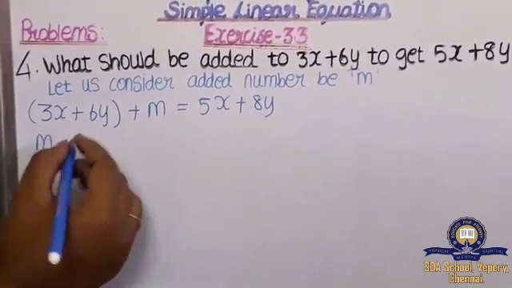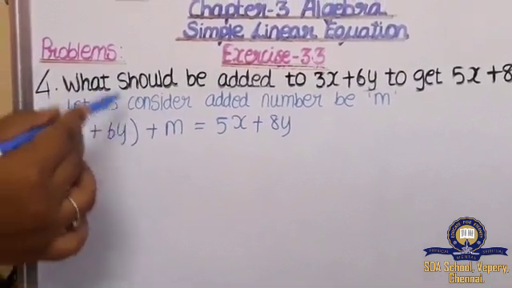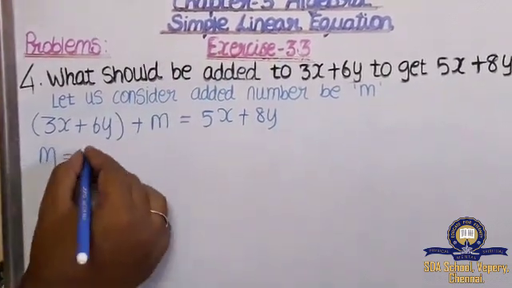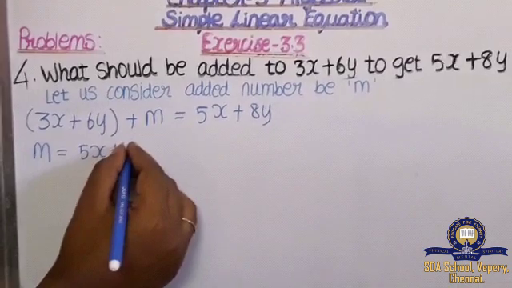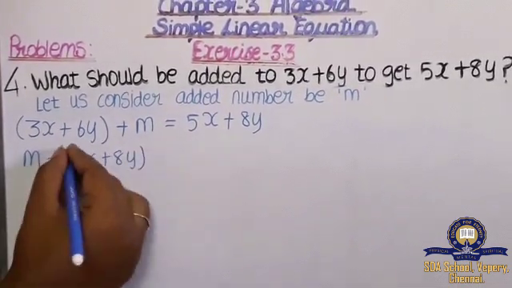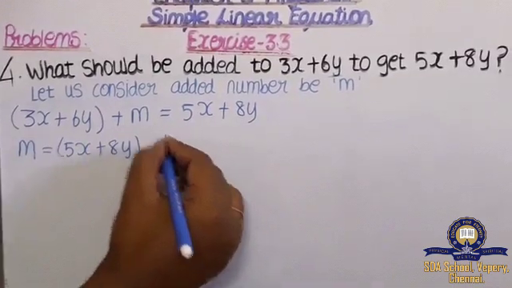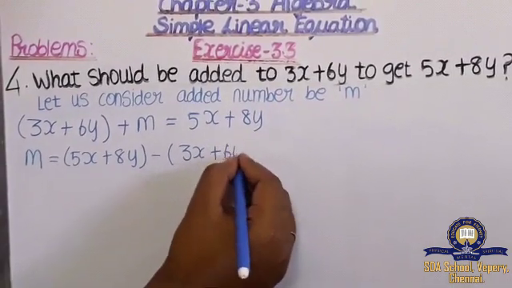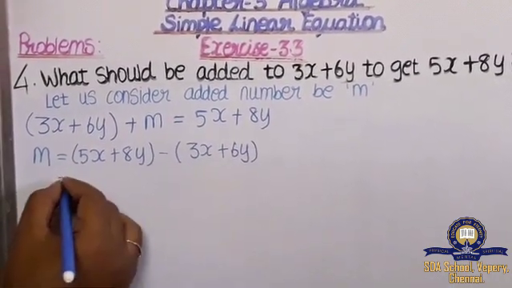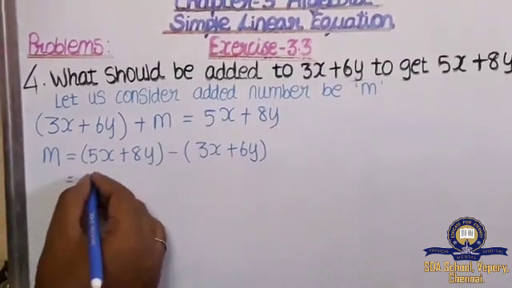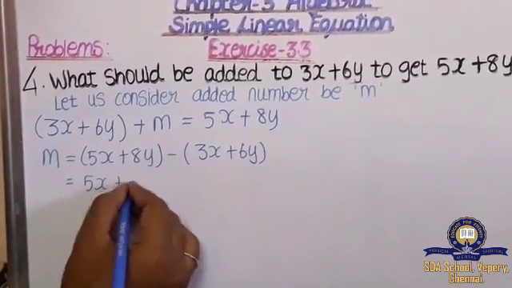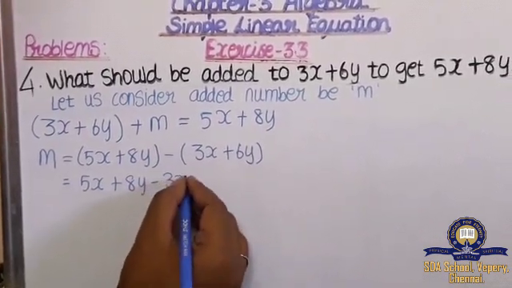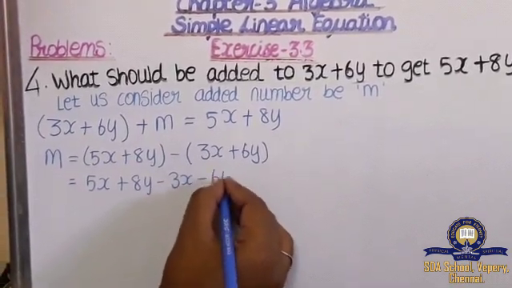So m is equal to 5x plus 8y minus 3x plus 6y, since 3x plus 6y is in addition. When it goes to the other side, it becomes subtraction. Now we include the minus into this expression. We get 5x plus 8y minus 3x minus 6y.